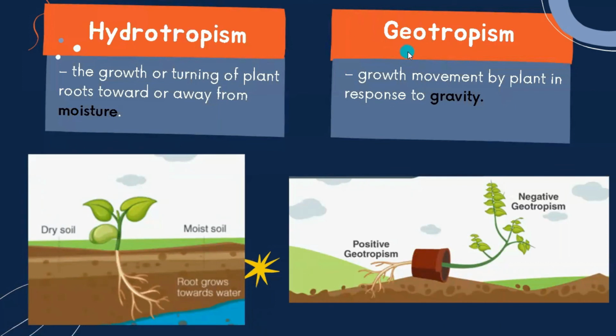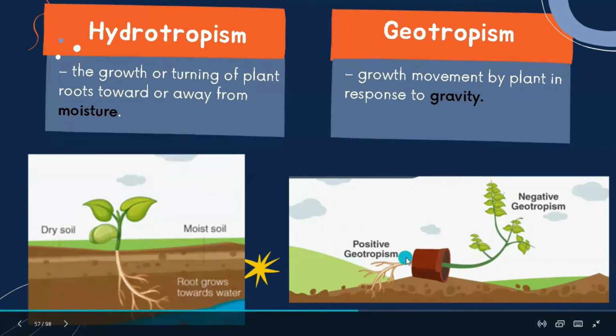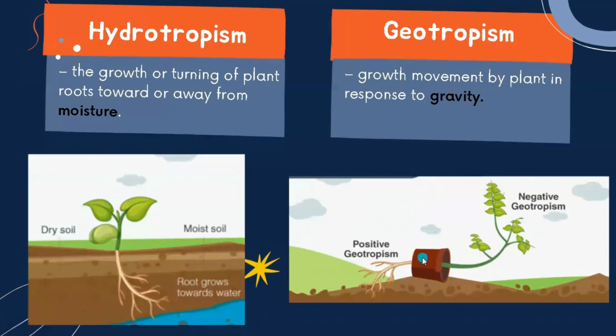Geotropism, geogravity. So the growth movement by plant in response to gravity. So we have positive geotropism and negative geotropism. Positive, ibig sabihin papunta siya sa gravity. So paano ba yung pull ng gravity? Pababa. So pababa siya. Negative geotropism, pataas siya, or opposite the direction of gravity.